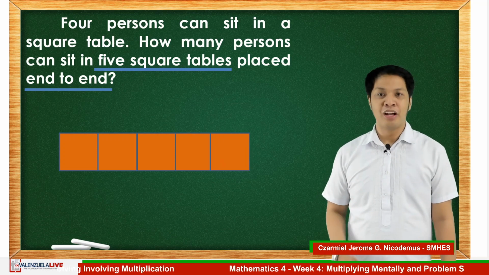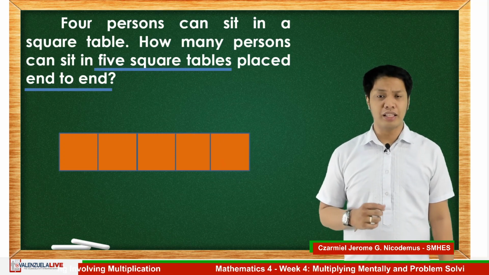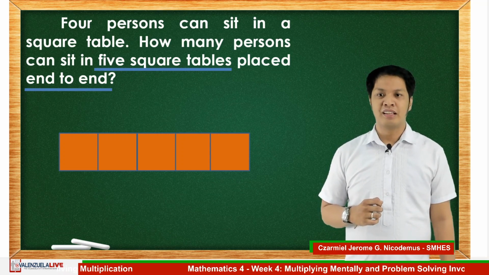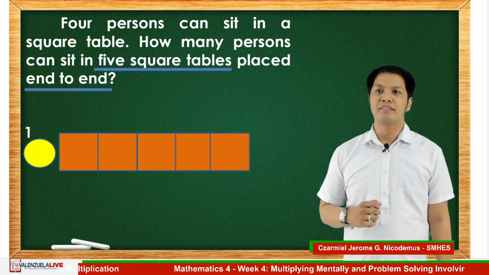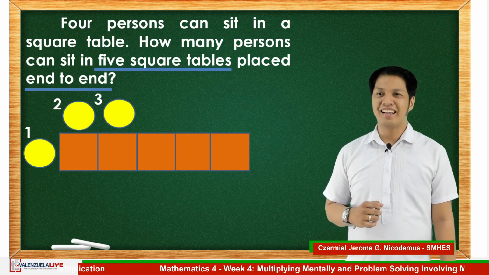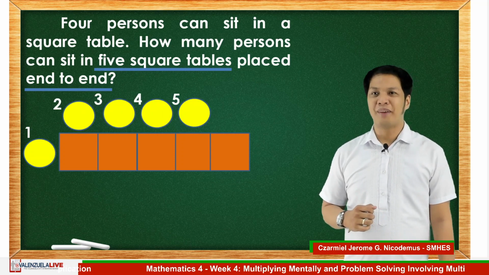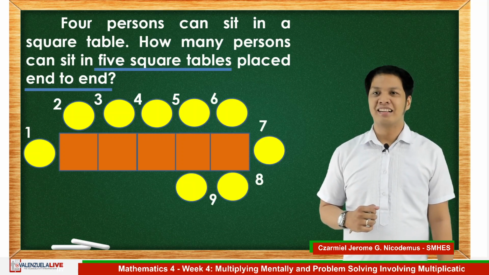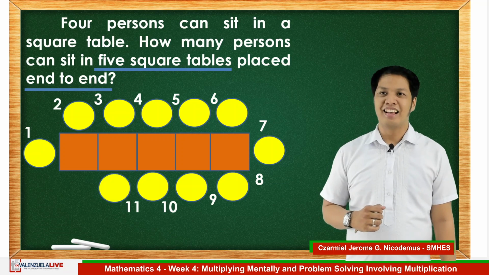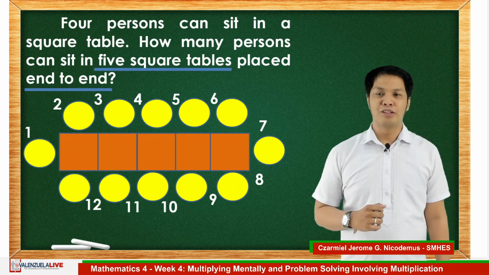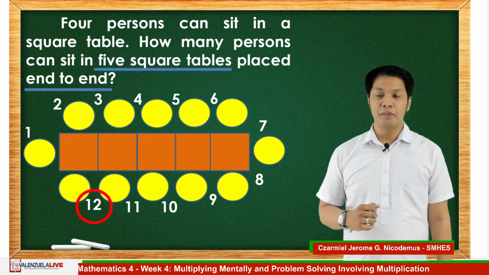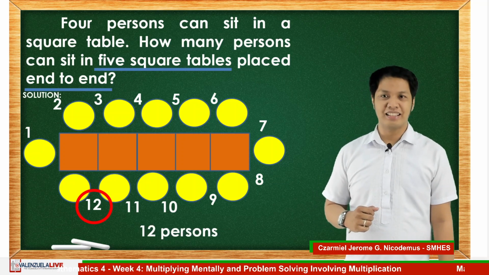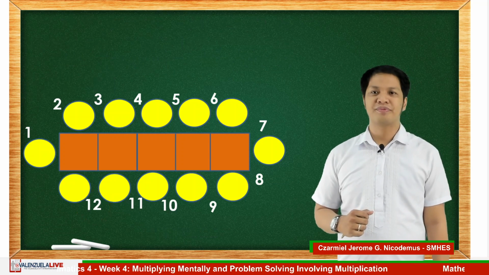So remember, no person can sit in between the tables. So we will draw circles around the squares. There are 1, 2, 3, 4, 5, 6, 7, 8, 9, 10, 11, 12. So there are 12 circles. Therefore, 12 persons can sit in 5 square tables.